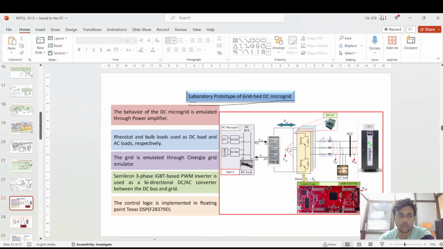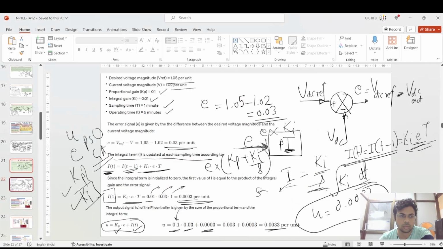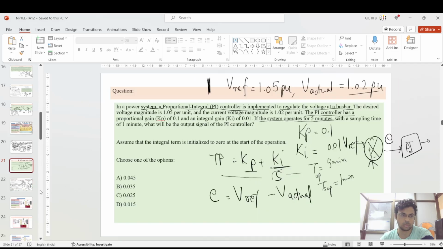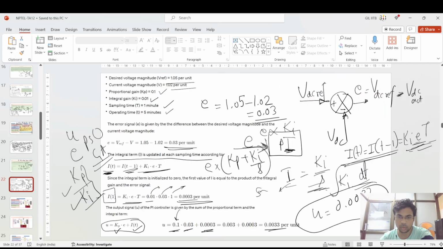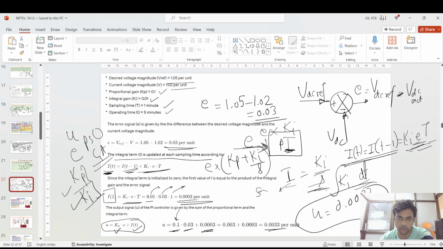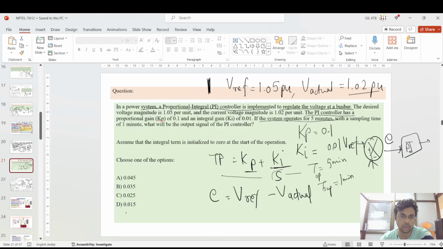Sir, what is the option? I think there is no option related to 0.0033. So the error is 0.0033, yes, I think the options are wrong in this situation. So the correct answer is 0.0033. So these options are wrong. So the error is 0.0033. Okay.